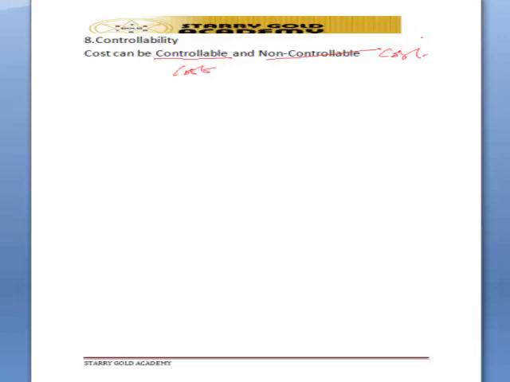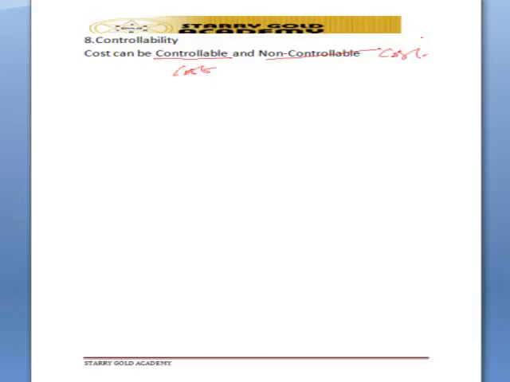Okay, so a controllable cost can be controlled by a person at a given organizational level. So controllable costs are not totally controllable. Must take note of that. Some costs are partly controllable by one person and partly by another person. So maintenance costs can be controlled by both the production and maintenance department, as well as the maintenance manager.